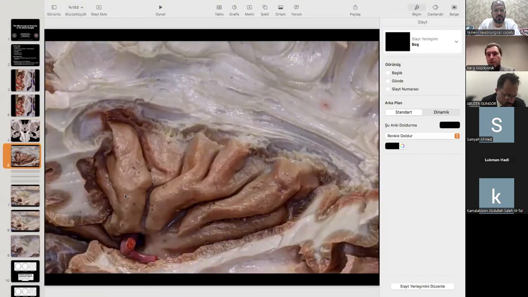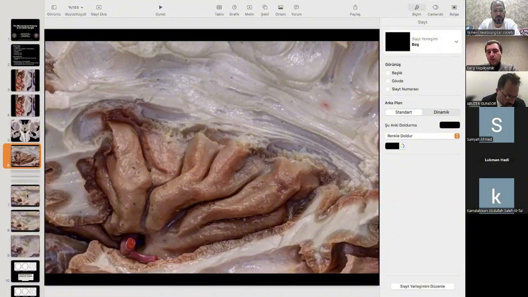So let's see the structures from lateral to medial. Now we see the insula. The insula has 3 short gyri, the anterior, the medial, and the posterior short gyri, and 2 long gyri, the anterior and the posterior long gyri. In between them, there is the central sulcus of the insula, which continues the sulcus on the surface of the brain between the precentral and postcentral gyrus.